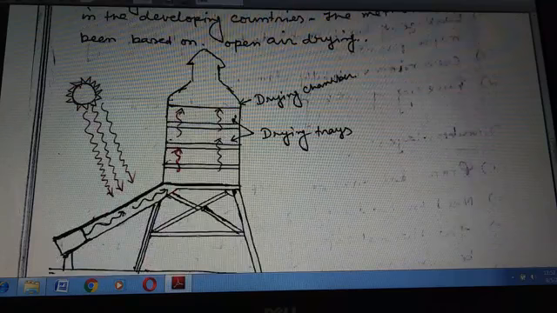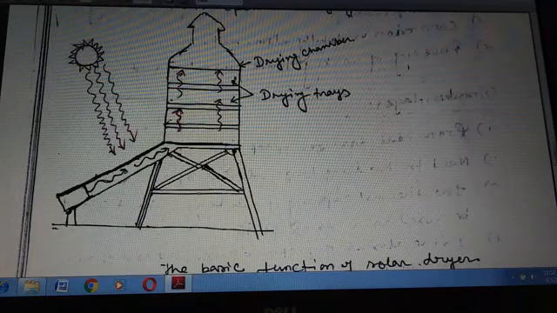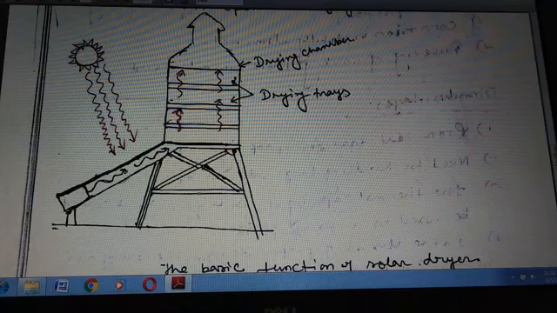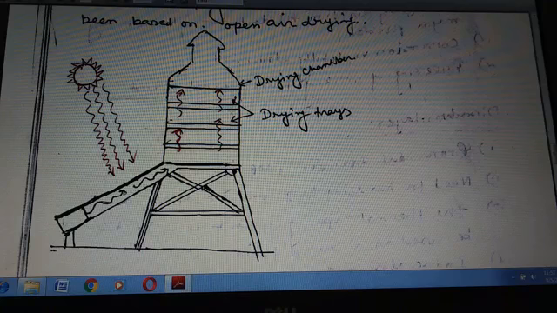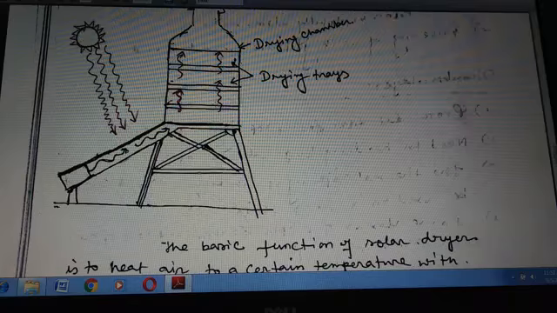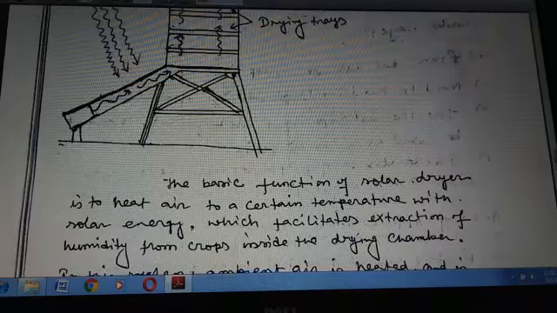Now this is the diagram of the solar drying system. So this is the drying chamber and the drying trays. Here some fruits or vegetables are placed. So this is the sunlight which is passing this way, and the heat is passing this way, and this is the chimney. After drying, the air vapor or moisture passes through this path. So this technology is very simple.